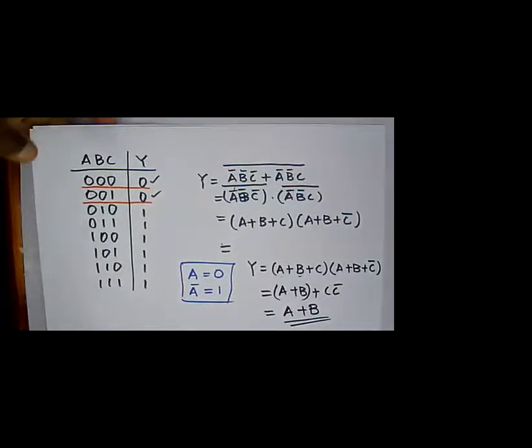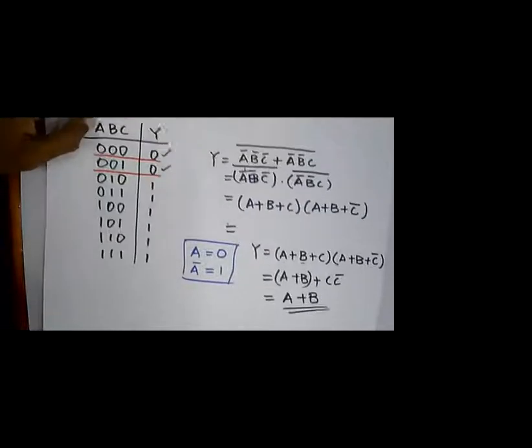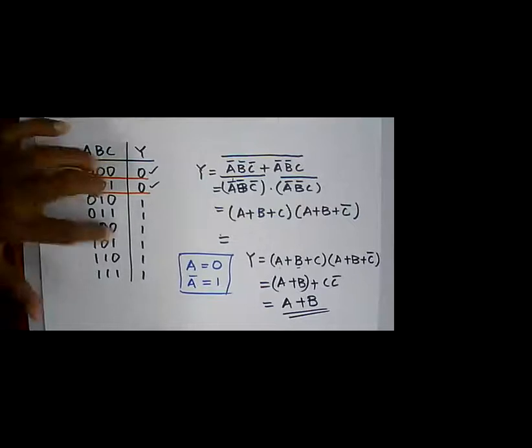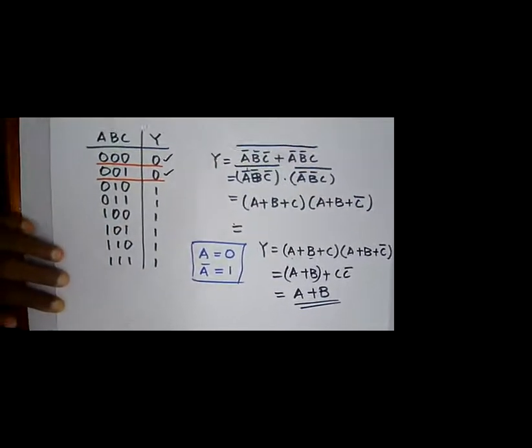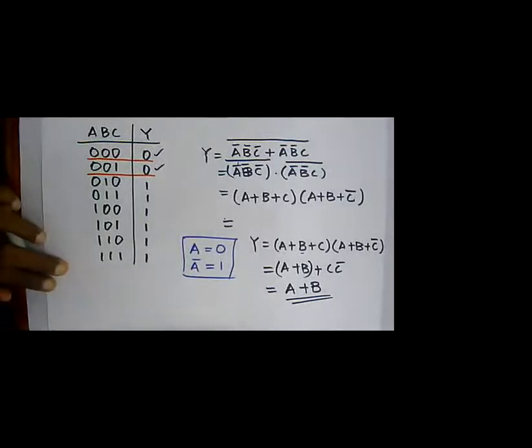Right, now let's see how we can simplify these things using a K-map. For example, we'll apply the K-map technique to the same truth table. Right, I think you all can hear me, right? Okay. So as I said, there is a 3 variable K-map, so we need 8 boxes as we have seen earlier.